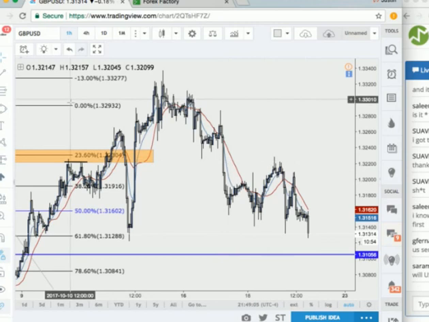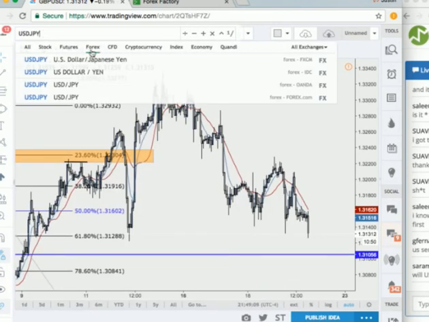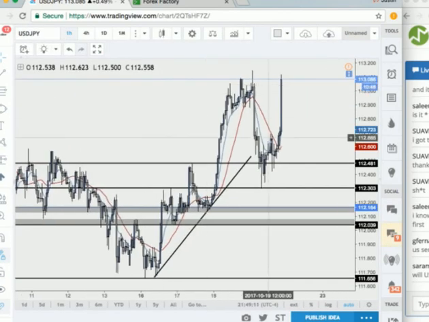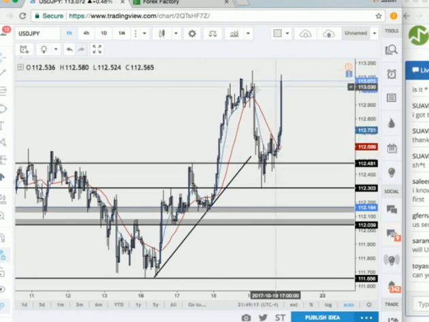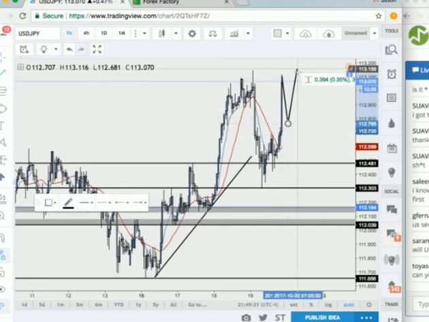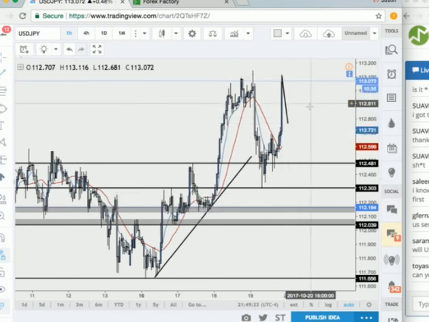USD JPY will not fall. I just discussed that. Why would you think it's going to fall after something like this? Look at that. Do you see that? Do you see this candle? Look at this momentum. Shift up. So now what can we do? Well, we're going to look for a pullback and then buy the crap out of it.